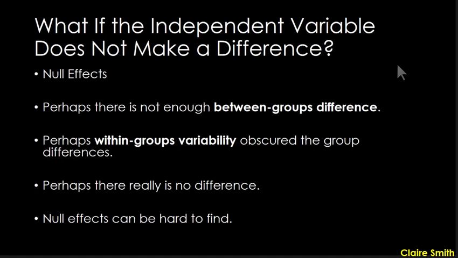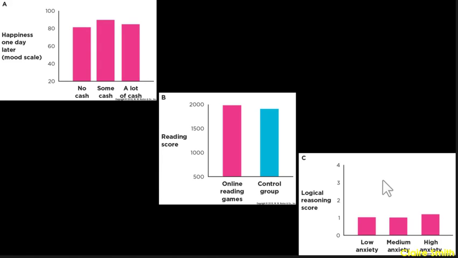So there are some reasons this might happen that are not good. There might not be enough between-group difference. There might be too much within-group variability. No difference. And null effects can be hard to find. So those are like our titles here. Examples of research that shows some null effects.